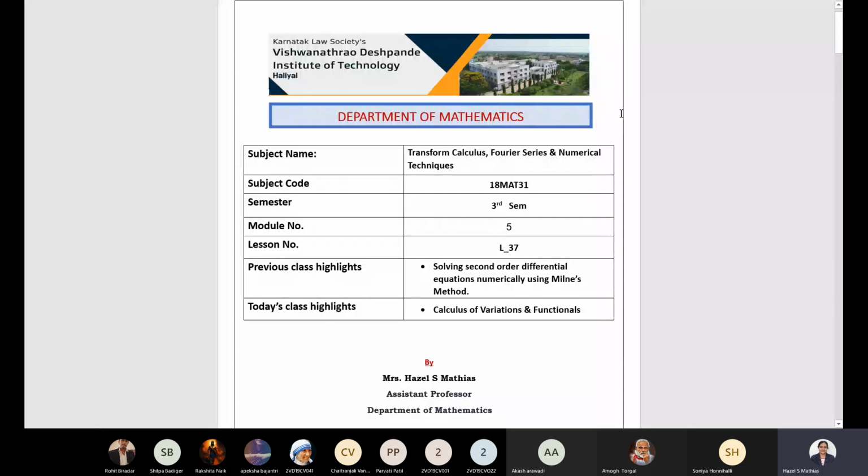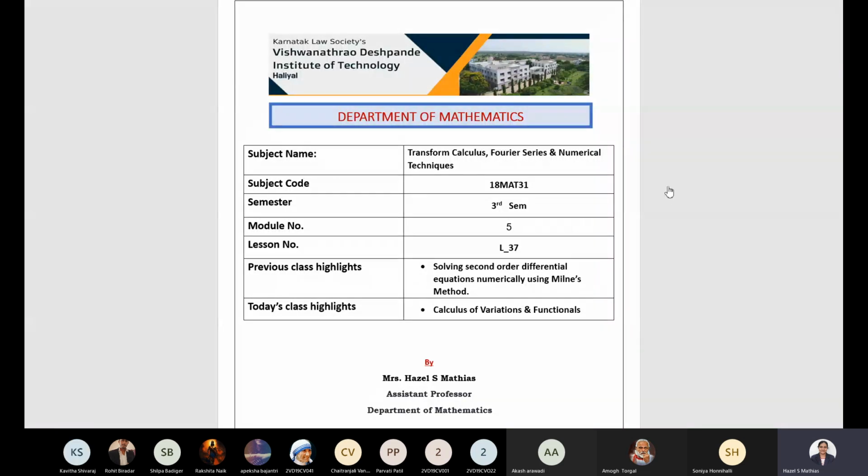So in the previous class, we were discussing solving second-order differential equations numerically using the Runge-Kutta method and Milne's predictor and corrector method. We have discussed how to reduce a second-order differential equation to a first-order differential equation, then how to solve it using the Runge-Kutta method and how to solve it using Milne's method. We are learning only two methods, that is Runge-Kutta method and Milne's predictor and corrector method, to solve a second-order differential equation.